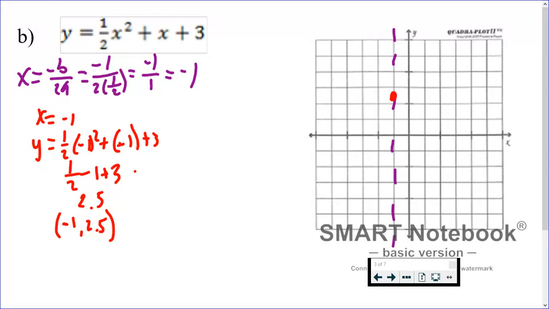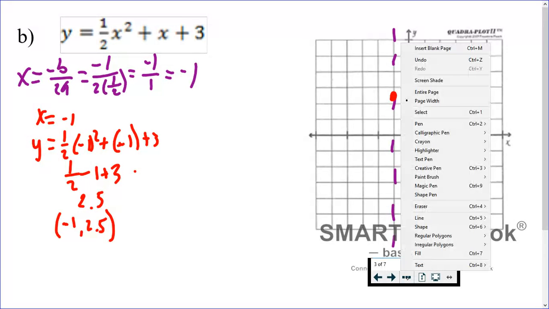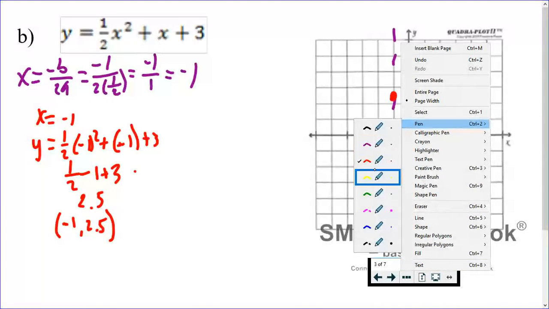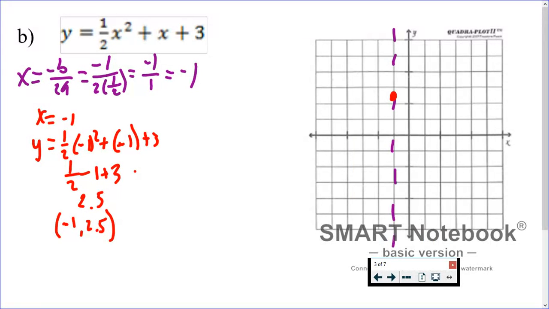Okay. Now let's find the y-intercept. Remember that is given as whatever the c value is. So that's simple, just pulling that number out. So 0, 3 is the y-intercept. So I can plot 0, 3, should be right here. And then its reflection point would be right here.